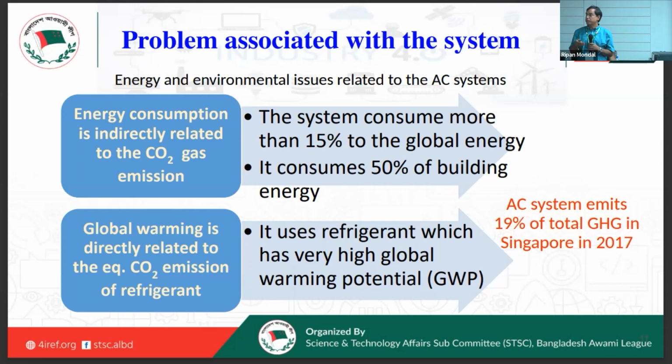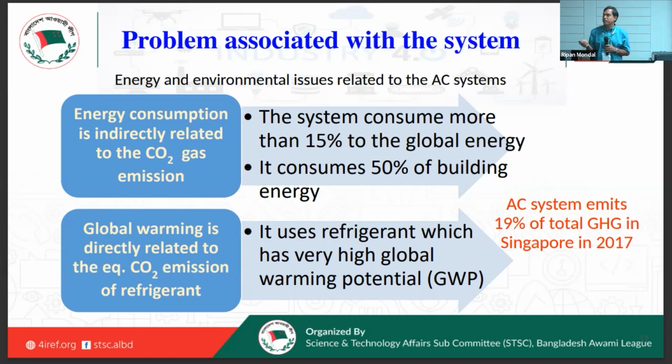So what is the problem of the air conditioning system nowadays? Even though we don't have any CFC here, the air conditioning system creates problems in two ways. One is energy consumption. The air conditioning or refrigeration system uses a huge amount of electricity. In the global context, it consumes more than 15% of global energy, and in household buildings it consumes around 50% of the total energy consumed in the house. So this is one problem.